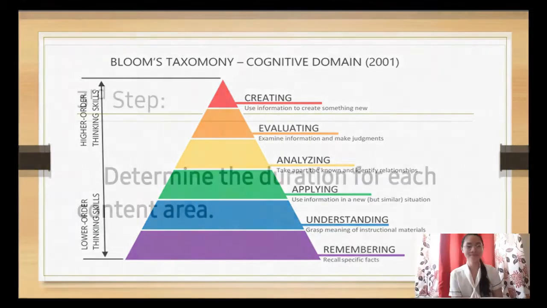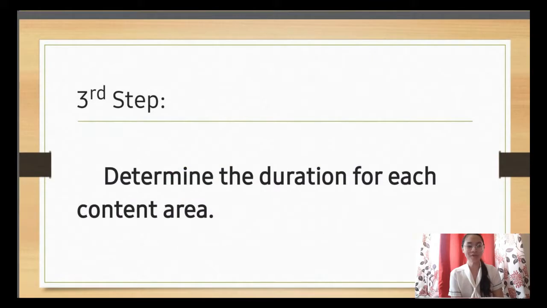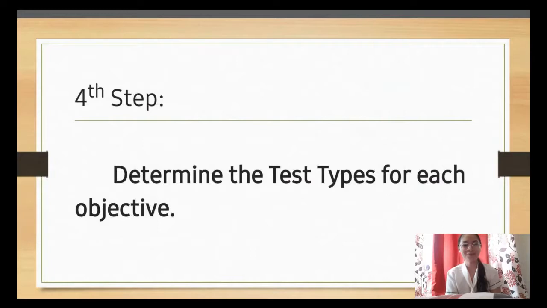The third step is to determine the duration for each content area. In this step, you need to write down how long you spent on teaching a particular topic. This is one of the most important because it will determine how many points should be devoted to that particular topic. Logically, the longer you spend on teaching a material, the more questions you should devote to that topic. The fourth step is to determine the test types for each objective.